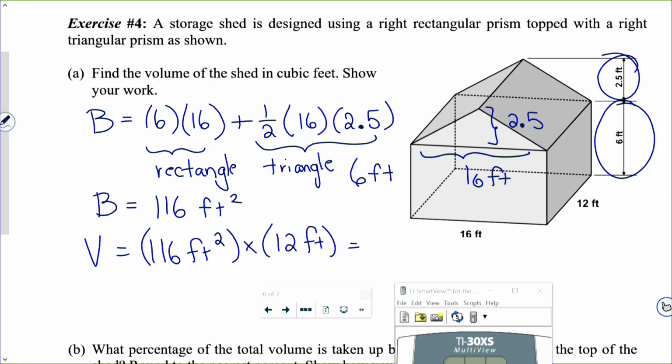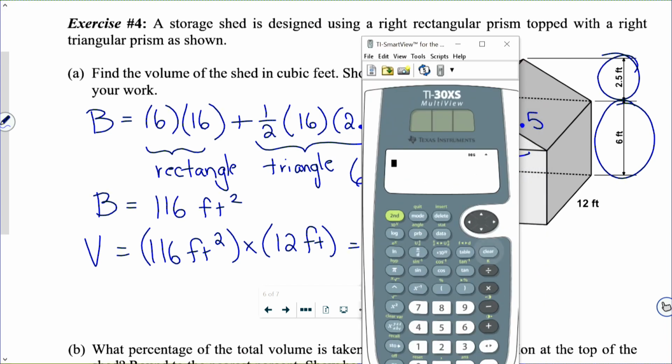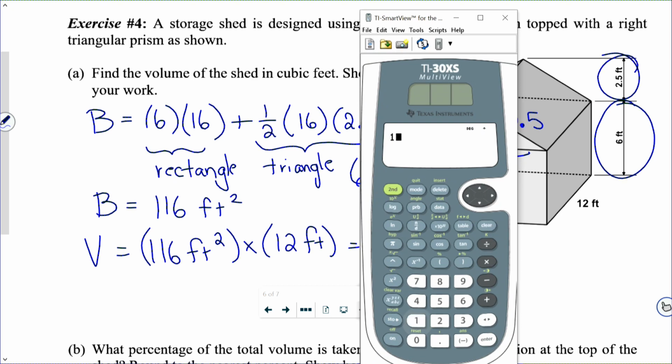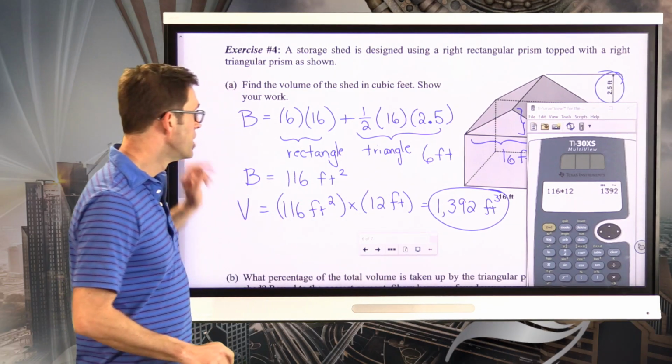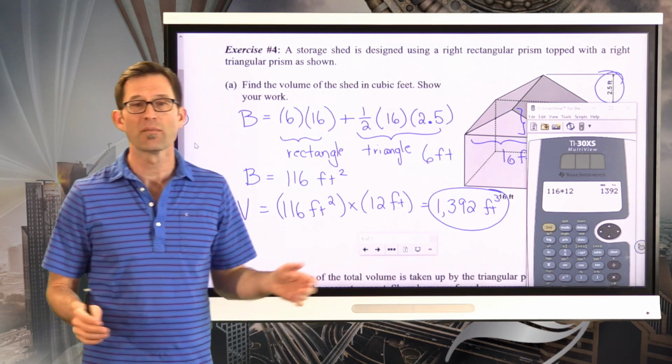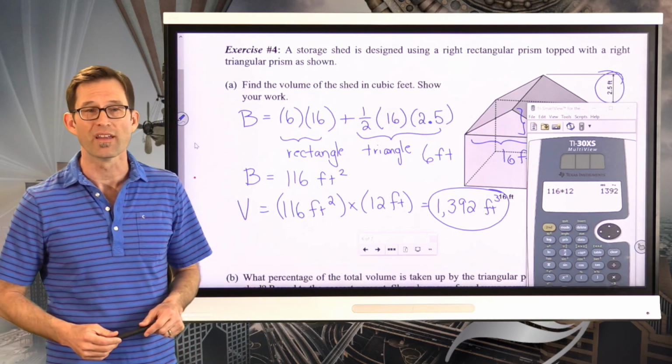And that's going to be a volume of what? Now, I could have left that out there. Let me bring this up a little bit farther. 116 times 12, 1,392 cubic feet. All right. Nice big volume, which we want. We want that in a storage shed, right? The bigger the volume of the storage shed, the more we can put in it.